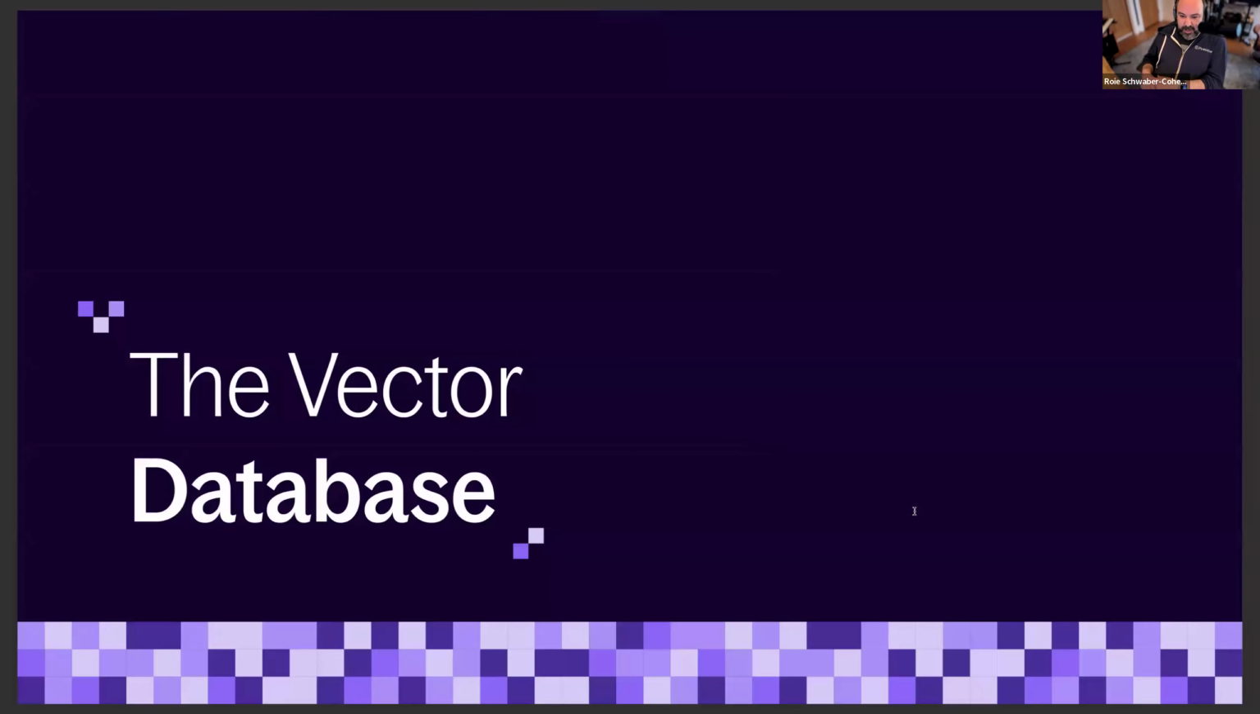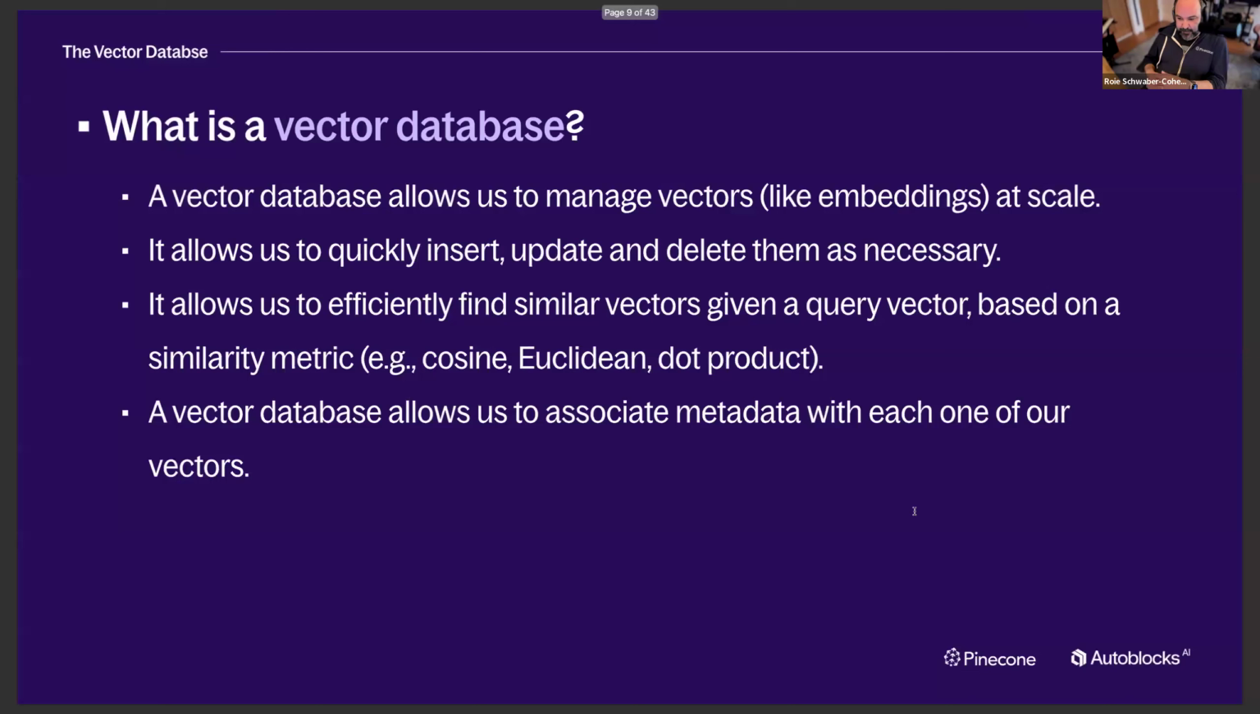Now let's talk a little bit about what a vector database is. A vector database allows us to manage vectors like embeddings, and to do that at scale. That means we can do all the things you would expect a database to do: inserting them, or upserting them in Pinecone lingo, deleting them, and querying for them, most importantly. And that's the main job of the vector database.